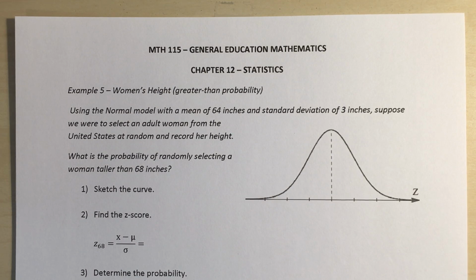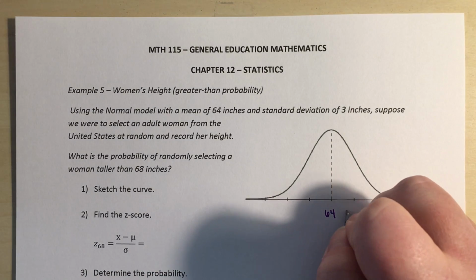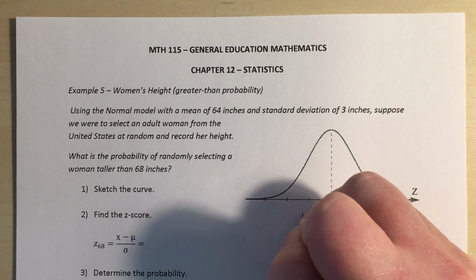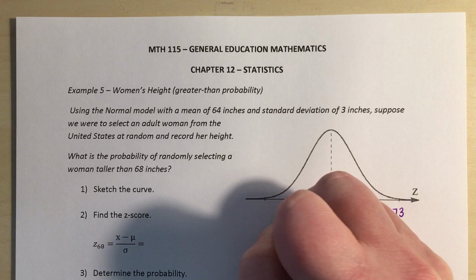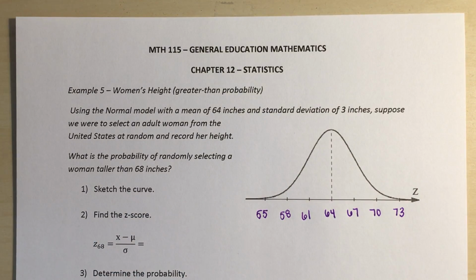Right, so in the previous example, we looked at a less than probability. In this specific example, we're going to look at a greater than probability. Notice that we start with the same scenario. We're given a mean of 64 inches and a standard deviation of 3 inches. So again, we're going to add 3 here, subtract 3 to go this way, and we use our empirical rule to label our curve.